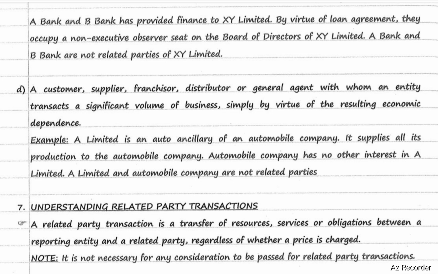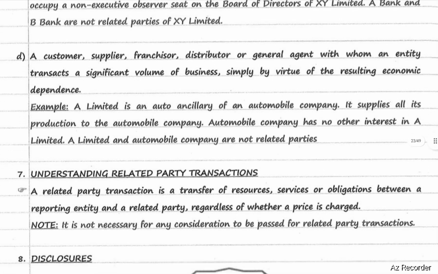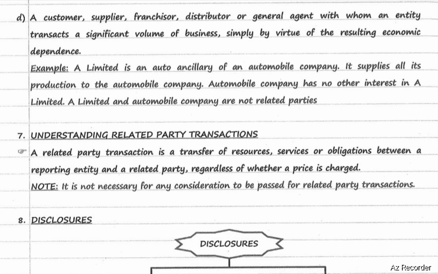Next, a customer, supplier, franchisor, distributor, or general agent with whom an entity transacts a significant volume of business is not a related party simply by virtue of the resulting economic dependence.